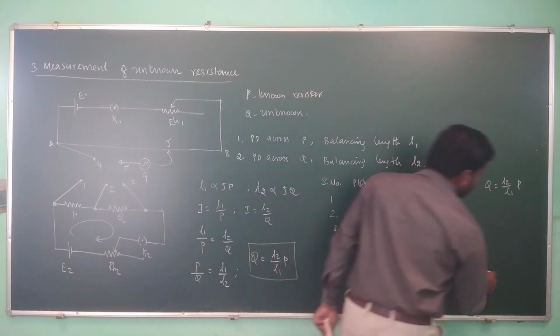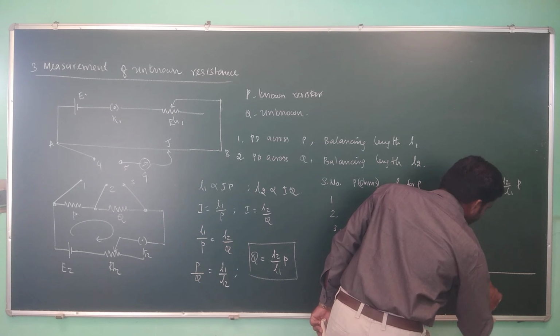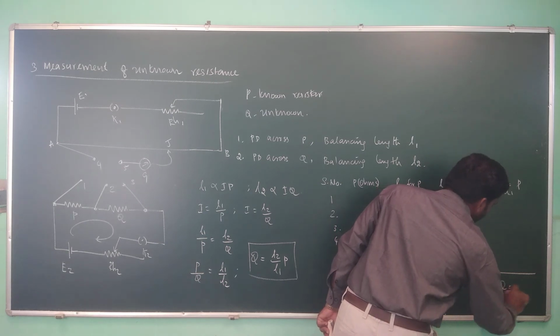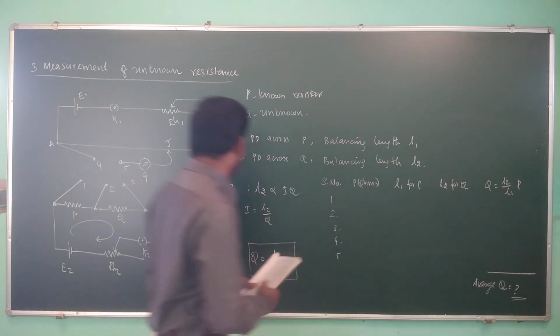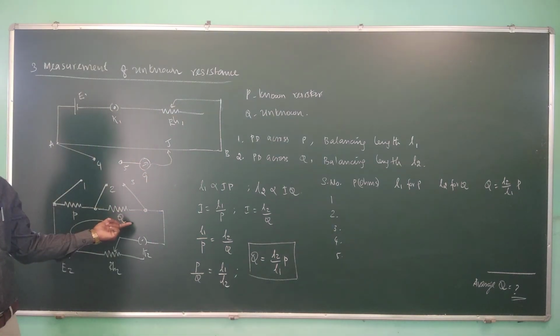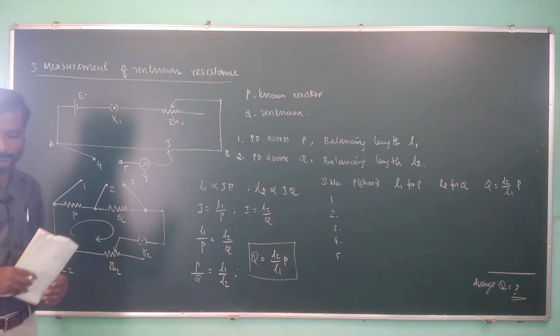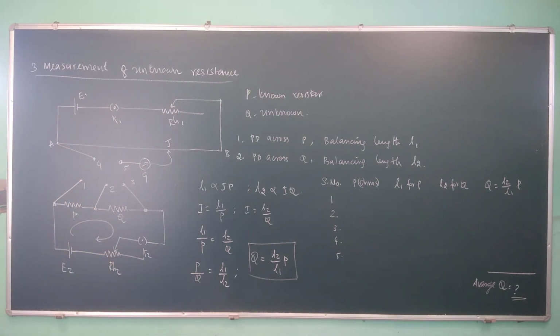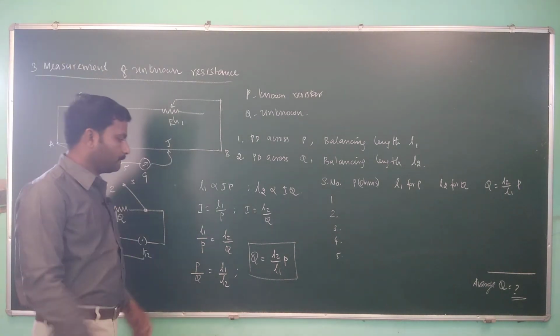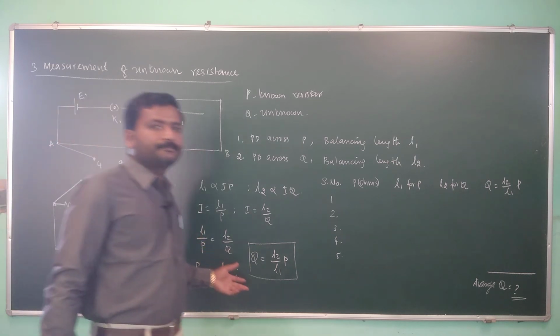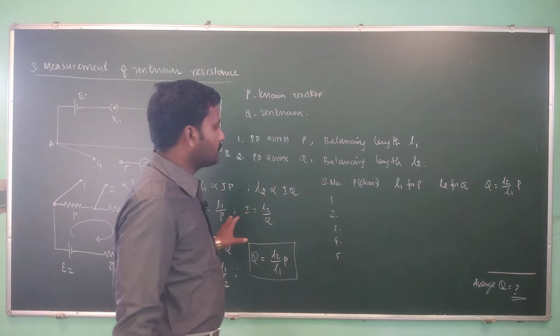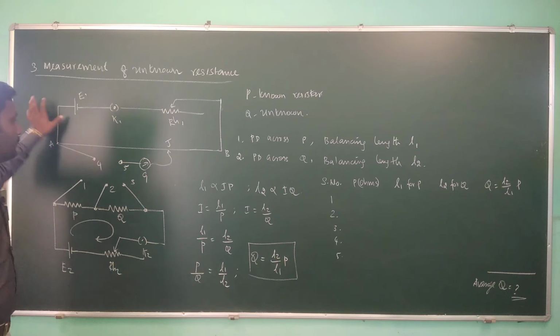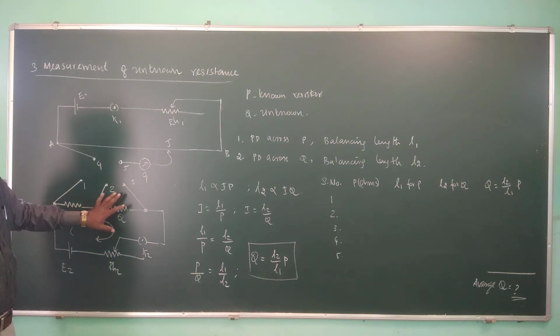Then at last, let's take the average Q. That is the value of the unknown resistance given to us. So in that way, we can measure the value of the given unknown resistance.